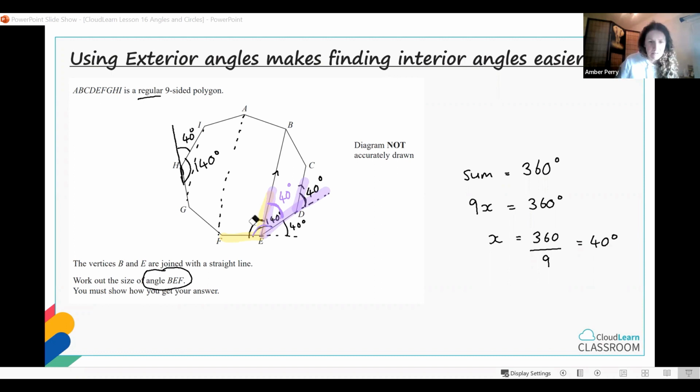Okay, so that shows us that if that bit's 40, that whole bit, it's getting very messy now, so I'm just going to neaten some things up a little bit. So what did we know? We knew that this whole thing here was 140 and this little bit here was 40. So that tells us the angle BFE, and I tend to write it like that, is equal to 100 degrees. Okay, so quite a lot going on there, but hopefully that's really helped you to see how using exterior angles has made finding that 140 easier there.